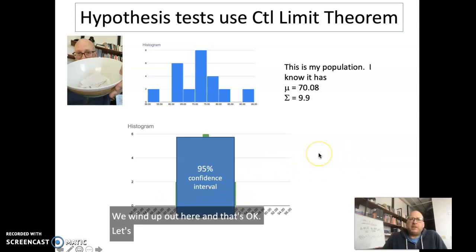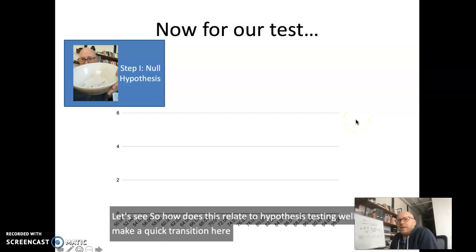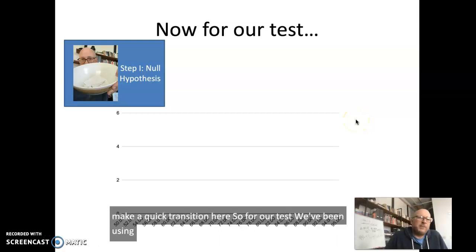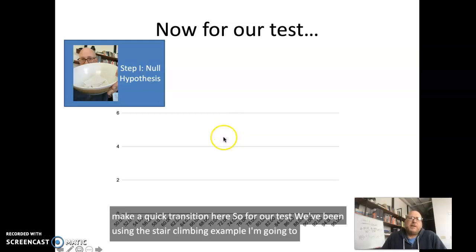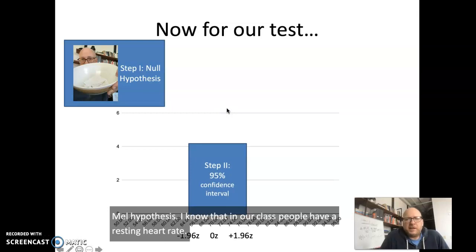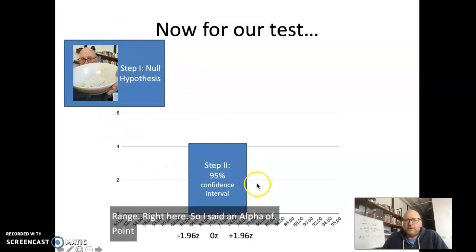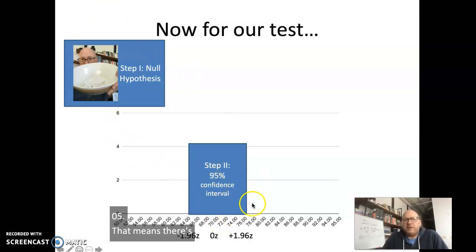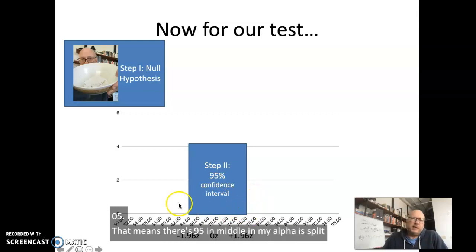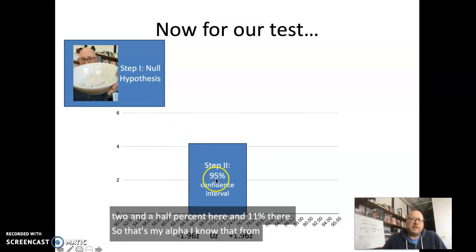Let's see, so how does this relate to hypothesis testing? Well, make a quick transition here. So for our test, we've been using the stair climbing example. So I'm going to start with the null hypothesis. I know that in our class, people have a resting heart rate that should produce samples in this range right here. So I set an alpha of 0.05. That means there's 95% in the middle, and my alpha is split with 2.5% here and 2.5% there. So that's my alpha. I know that from this bowl, that's where most of my samples will be.